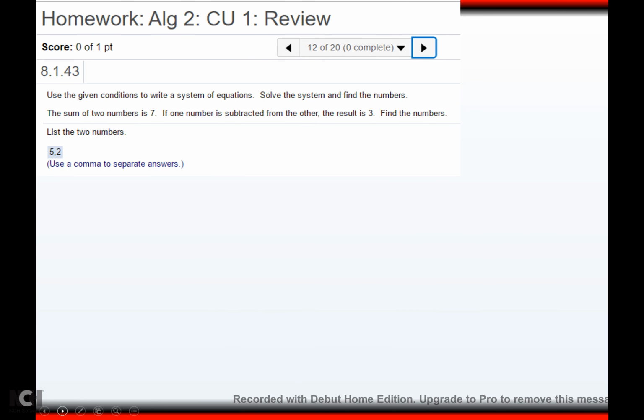Okay? Alright, it says use the given conditions to write a system of equations and then solve the system and find the numbers. Your first sentence says the sum of two numbers is 7. So one number, I don't know, call it x. Sum means plus. The second number, I don't know it, call it something different because you don't know they're the same. Is your equal sign, 7.